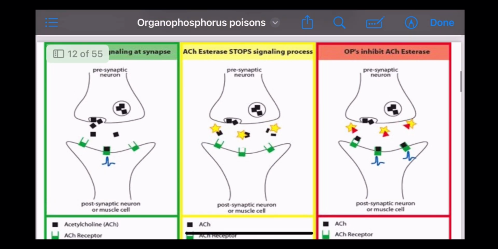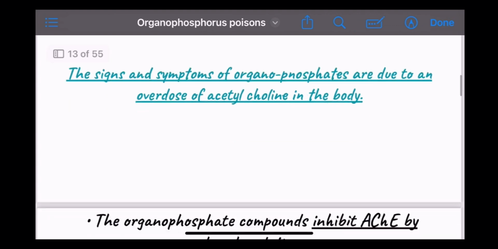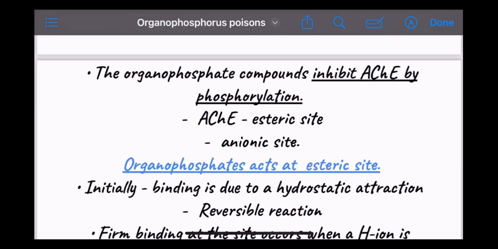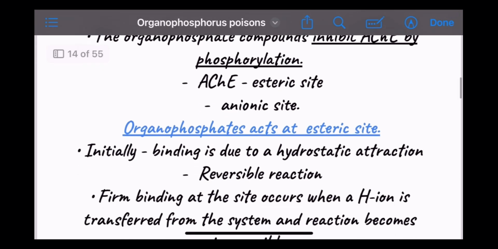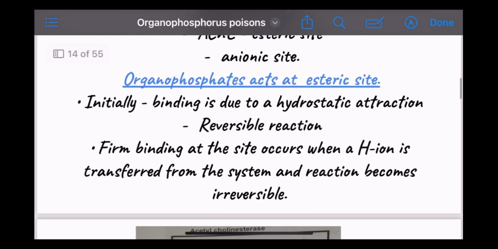And then this is the diagram. You can understand from this what happens usually and then what happens in organophosphate poisoning actually. Then the signs and symptoms of organophosphates are due to overdose of acetylcholine in the body. Fine. We have two sites, the esteric site and the anionic site. So organophosphates, what they do, they will go and bind to the esteric site and inhibit it. Fine. Initially the binding is usually not that strong. It is due to electrostatic attraction only and it is reversible.